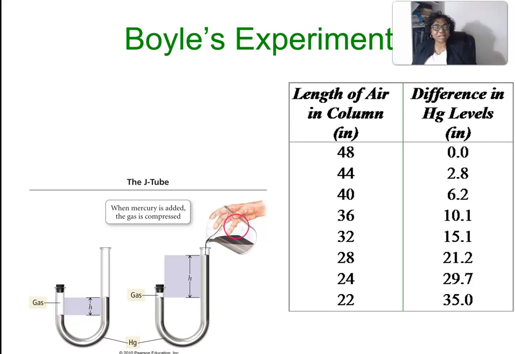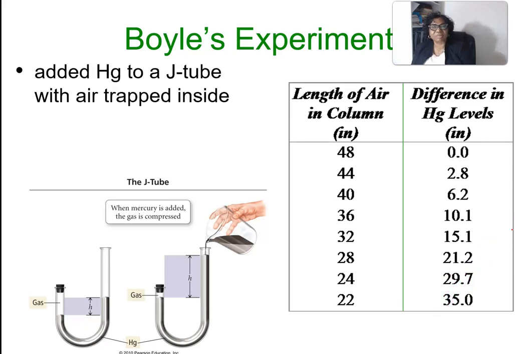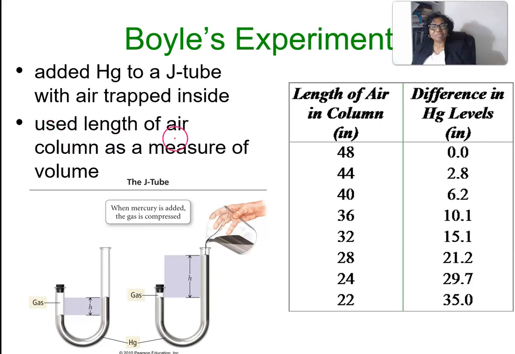As you're putting it, the gas is compressing. So if the length was 48 inches, that was 0, you have not put any mercury. As you keep putting mercury, the column which the air is occupying is decreasing, and the column which the mercury is occupying is increasing. So we are adding mercury to the J tube with our air trapped inside. The length of the air column is used to measure the volume of the gas.